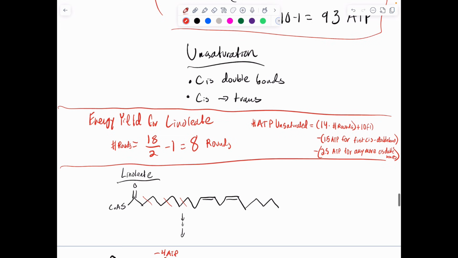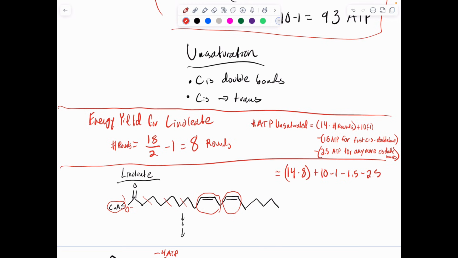So for linoleate, since we had 8 rounds of fatty acid beta oxidation, we start off and we have 14 times 8 rounds. We're going to add 10. We'll assume that it started off as a fatty acid and then we added this CoA group, so we'll subtract 1 from that. Then we subtract 1.5 ATP because we did the first cis double bond. And then we'll subtract 2.5 ATP for the second double bond.